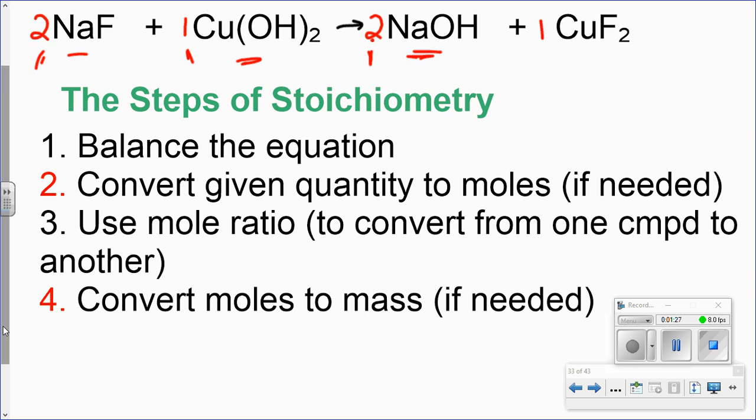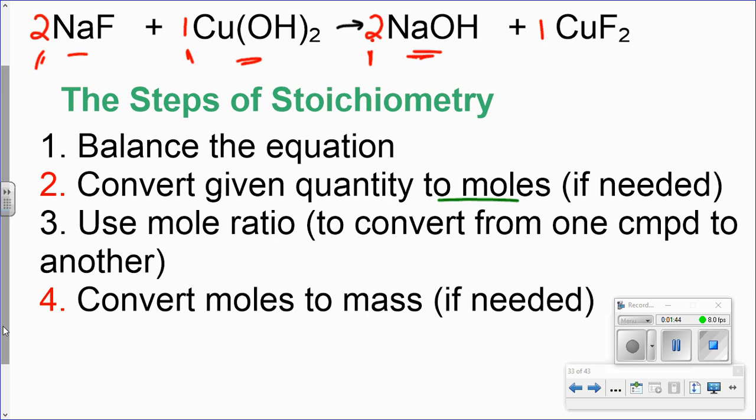So when I look at these, it says the steps of stoichiometry, the first thing is balance the equation. Well, we did that last chapter, so that's cool. That's easy to do. The second thing is convert given quantities to moles if needed. Again, we're going to convert to moles. So step 2 is convert to moles. Get moles, get moles, get moles. We've done that many times already.